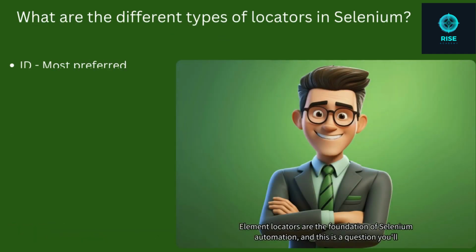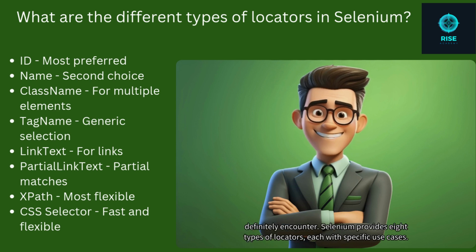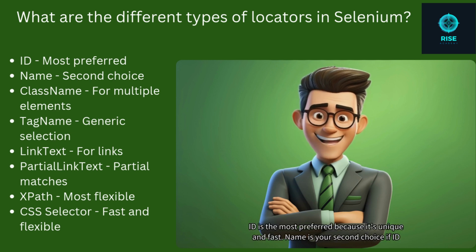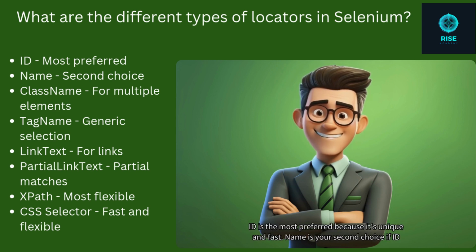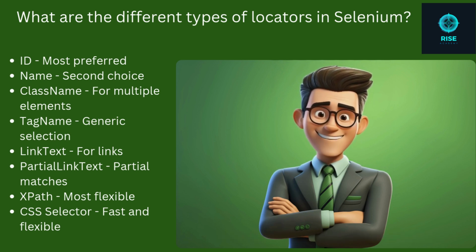Element locators are the foundation of Selenium automation, and this is a question you'll definitely encounter. Selenium provides 8 types of locators, each with specific use cases. ID is the most preferred because it's unique and fast. Name is your second choice if ID isn't available. For styling-related selections, use class name.